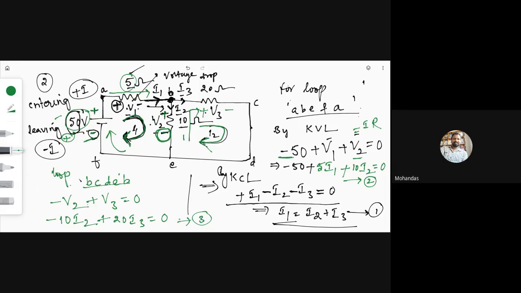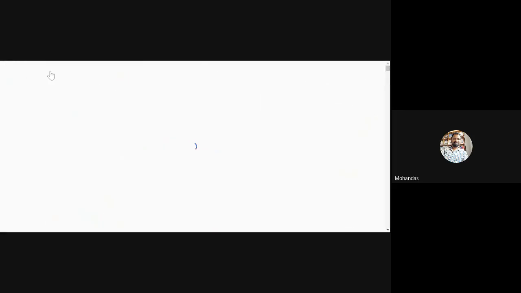So here, by using equations 1, 2 and 3, we have to calculate the currents I1, I2 and I3 in the circuit. So let me take this current I1 equal to I2 plus I3. Equation 1 is I1 equal to I2 plus I3. This is equation number 1.